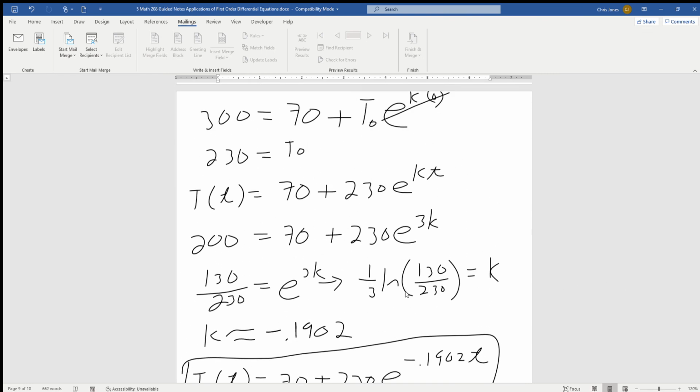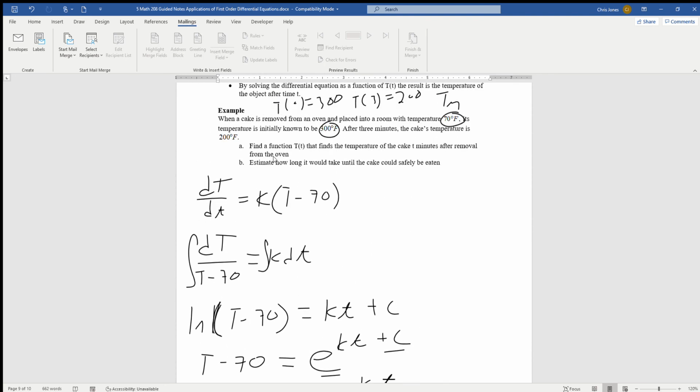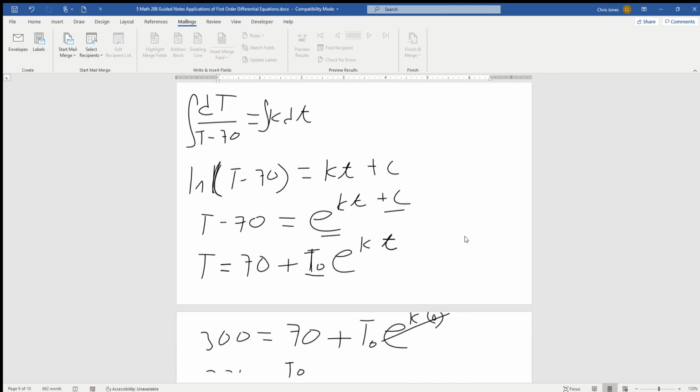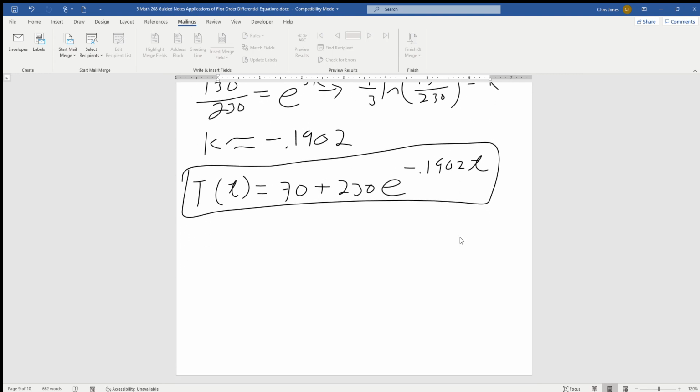Now, the other question, so that was part A, find a function T of t that models. Estimate how long it would take for the cake to be safely eaten. And of course that means that we have to know what's a safe temperature. So for part B, what's a safe temp?